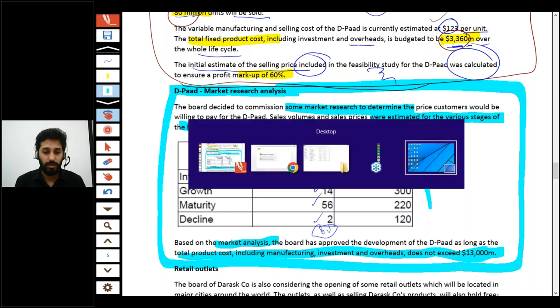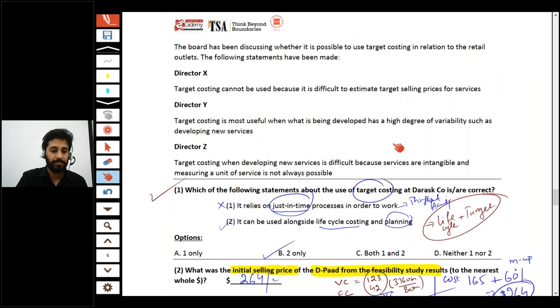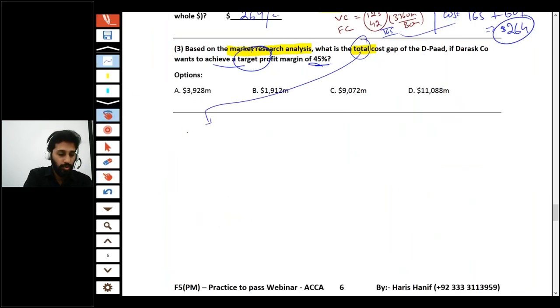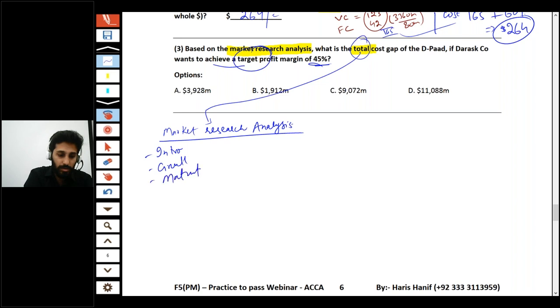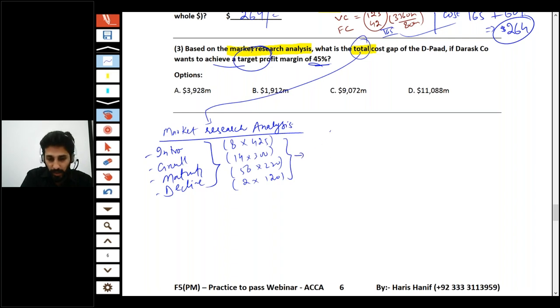So first of all, I'm going here for the total thing, right? So I want from the market research analysis: introduction, growth, maturity and decline. You should calculate, students, the total sale, and that was 8 into 425, that was 14 into 300, that was 56 into 220, and that was 2 into 120. These are the figures, right? So I need the total sale value.